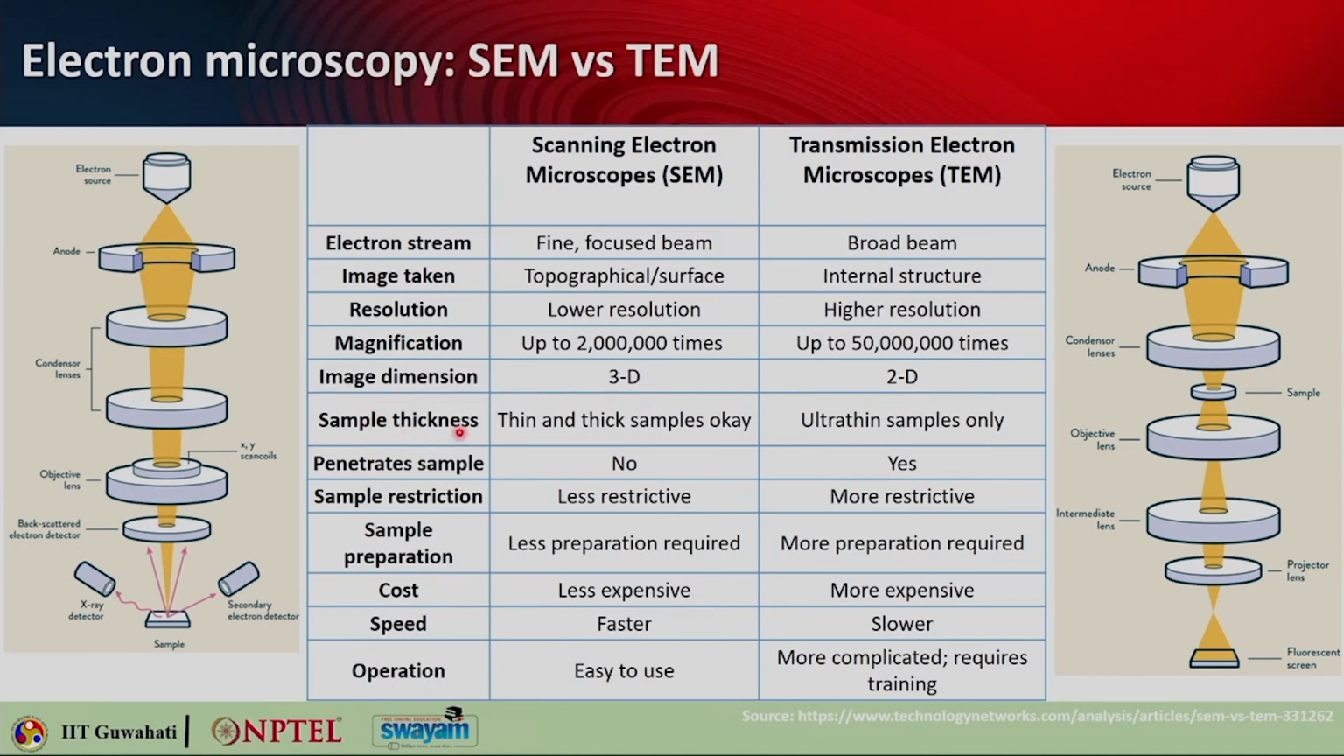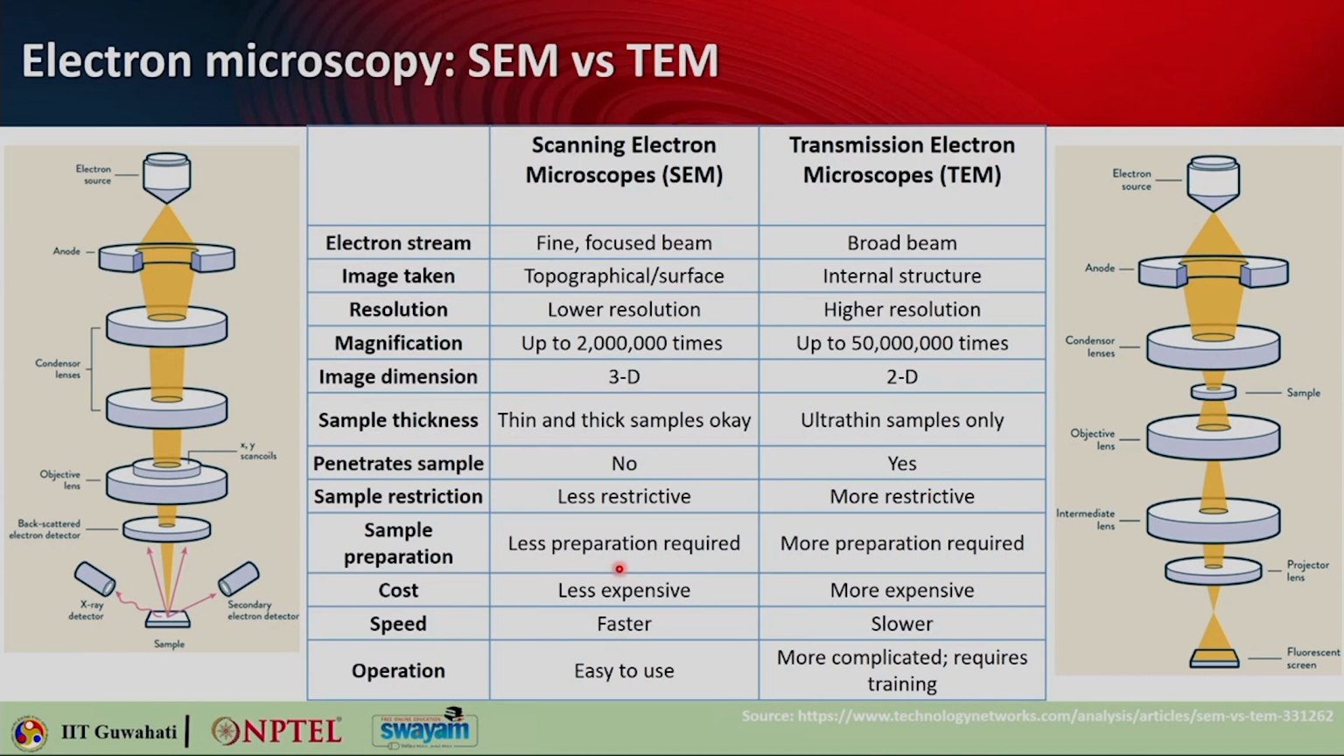You have seen that ant and the photonic crystal, that is 3D, but TEM actually gives you 2D. Sample thickness, again we have discussed, SEM can be thick or thin, does not matter, but in TEM it should be very thin, typically less than 50 nanometer. So, SEM does not penetrate the sample, but in TEM it does penetrate the sample. So, there are more sample restrictions in TEM, whereas in SEM there are fewer restrictions. In TEM sample preparation is needed, okay. SEM needs less preparation.